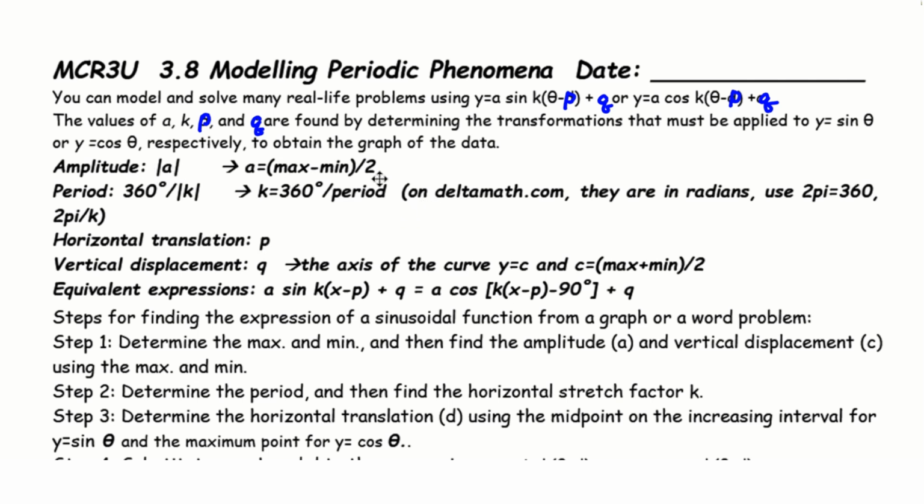For amplitude, we know that is overall height divided by 2, so it's maximum minus minimum divided by 2. And the period: the k value is in 360 degrees, how many cycles in one whole 360. So one period will be 360 divided by k. And if the period is given, then we can find k by using 360 divided by period.